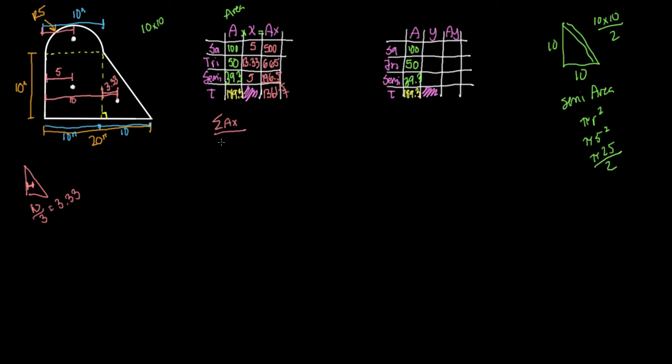AX's divided by the sum of all the areas is how you find that final x. So we're going to take this number here and we're going to divide it by this number. So 1361.5 divided by 189.3, we get a final x of 7.19 inches. Great. So let's jump over here.